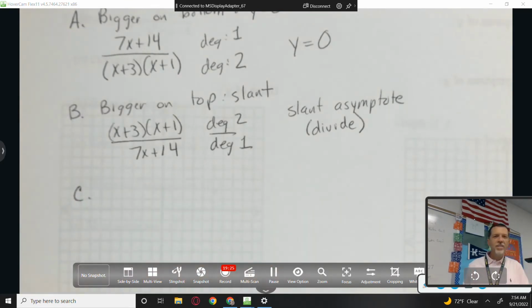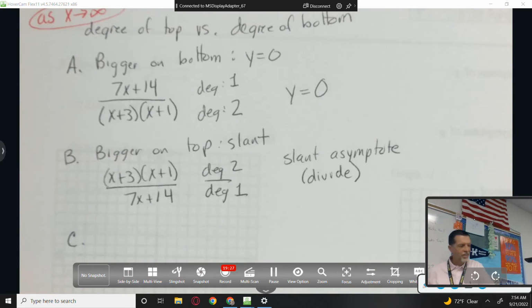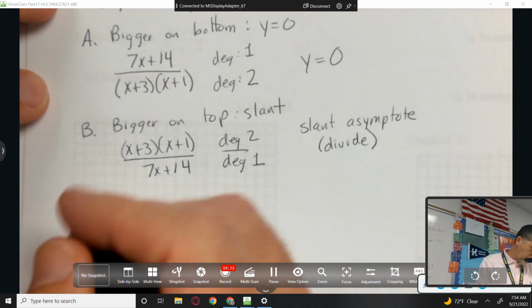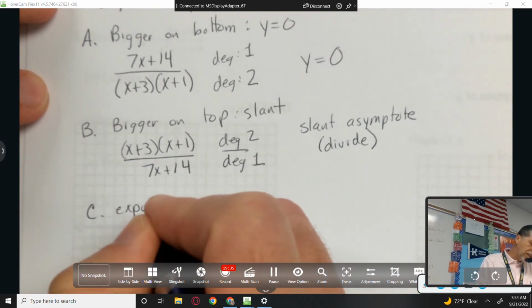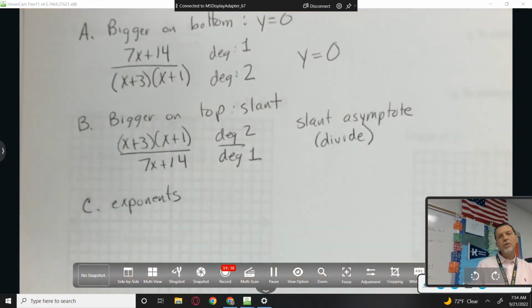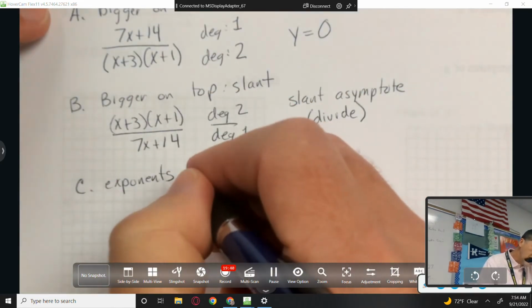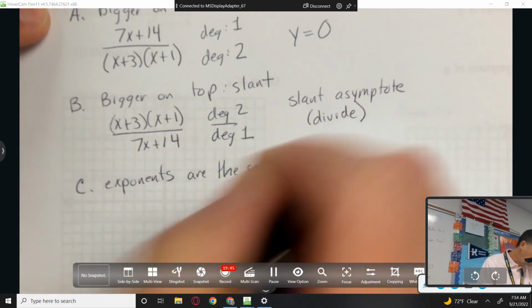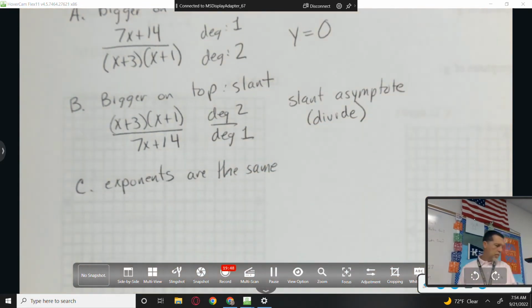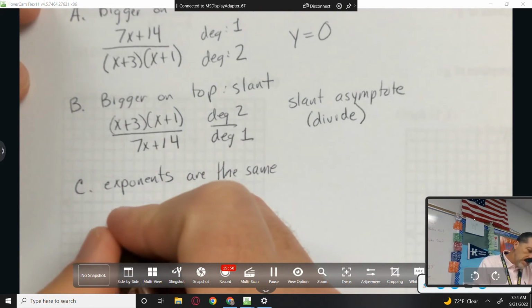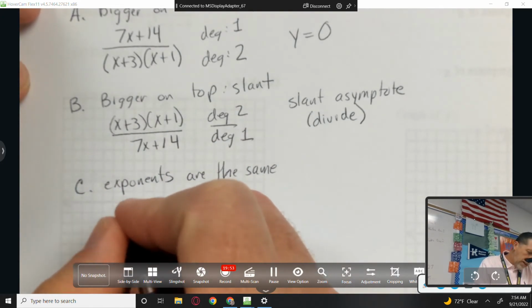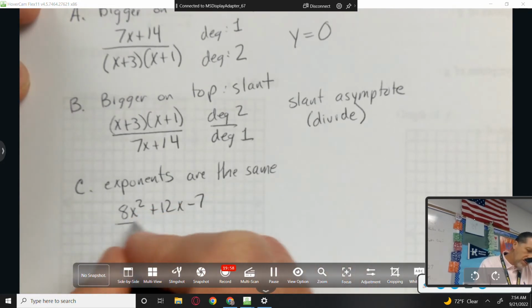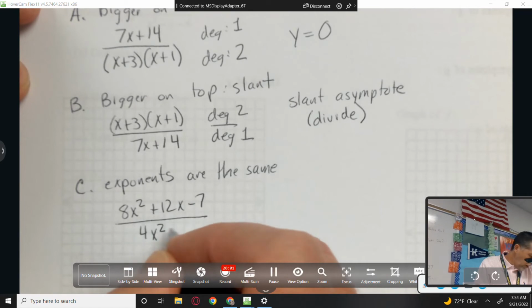Well, what case is left? They're the same. I'm not going to say equal, although that's good. I'm going to use a longer phrase because it's going to feed into a mnemonic device in a moment. Let's say that exponents are the same. If the exponents are the same, so let's say we have (8x squared + 12x - 7) over (4x squared - 9).